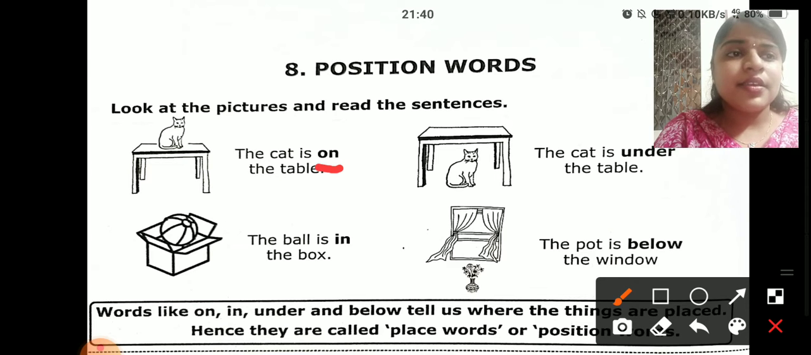The cat is under the table. Can you see the cat under the table? Yes. So what is our position word here? Under. So underline the word under. Okay? Good. The next picture, you can see a box. What is there in the box? Very good. Ball. So the ball is in the box. So in is the position word. Okay children? Underline the word in.